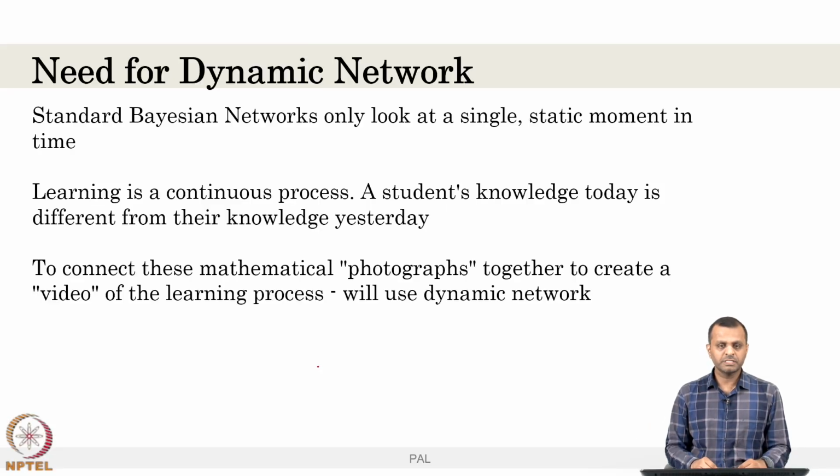In the last video, we saw what is Bayesian network, but a single Bayesian network looks at one particular moment. It is not talking about how it changes over a period of time. But when you introduce the Bayesian network in learning, it's not a single instance. You learn from one question to the next question, from today to tomorrow, year after year. This learning is continuous progress. So, in order to capture this continuous process, we'll move on to the dynamic network.